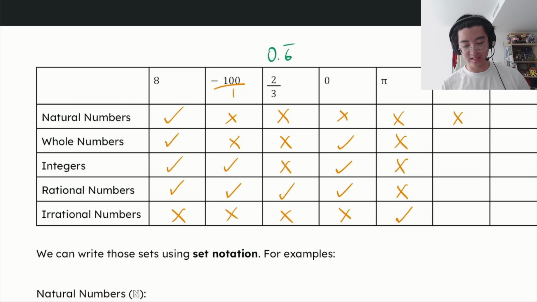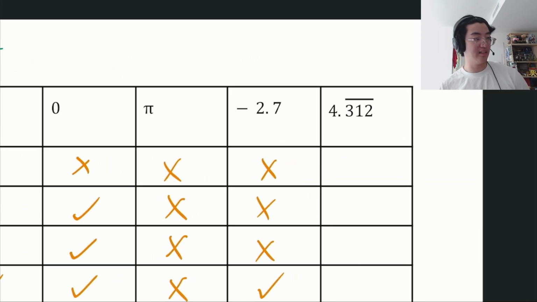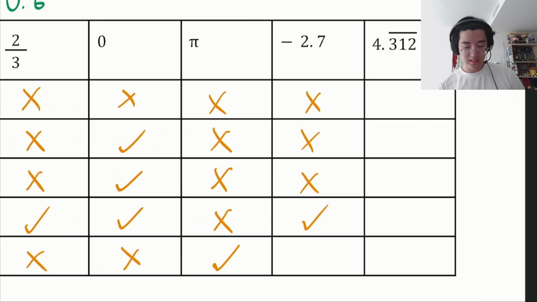Negative 2.7. Nothing natural about that. Nothing whole about that. Almost an integer. It's negative, but it has a decimal, so it's not an integer. Rational, yes, it's a decimal that ends. If it's rational, then it's not irrational.